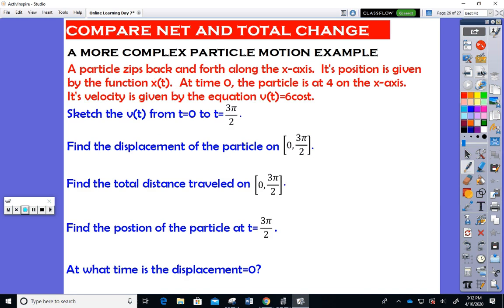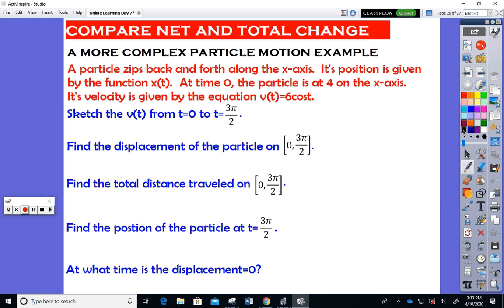All right, so now we're going to do a little bit more complex problem using our same ideas. So a particle zips back and forth along the x-axis. Its position is given by the function x of t. At time 0, the particle is at 4 on the x-axis. Oh, okay. So guys, this is important.